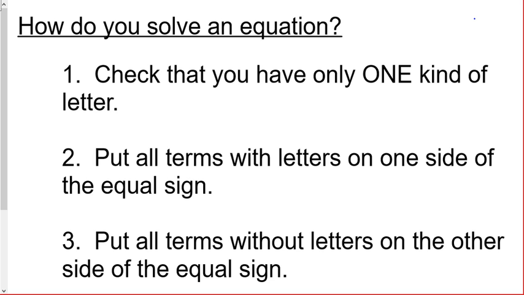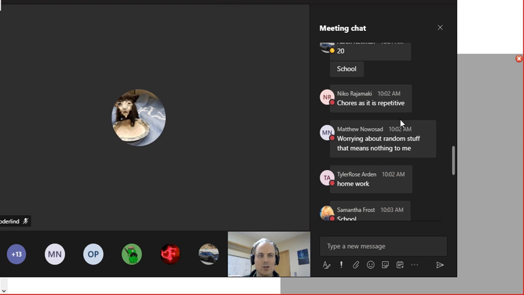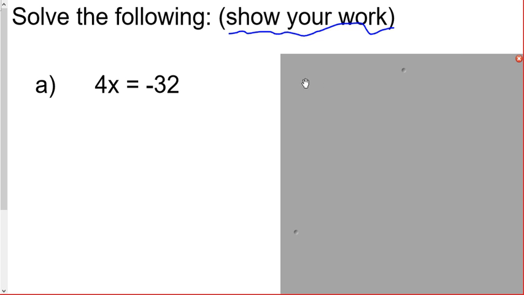Here we go. All right, so let's jump in on a couple of examples. We're going to solve the following, and I would say when we're doing this, show your work, right? I want you to model this when you're solving equations. I want you to do it the same way I do, okay? I want you to actually solve these equations and show your full work. So here we go.